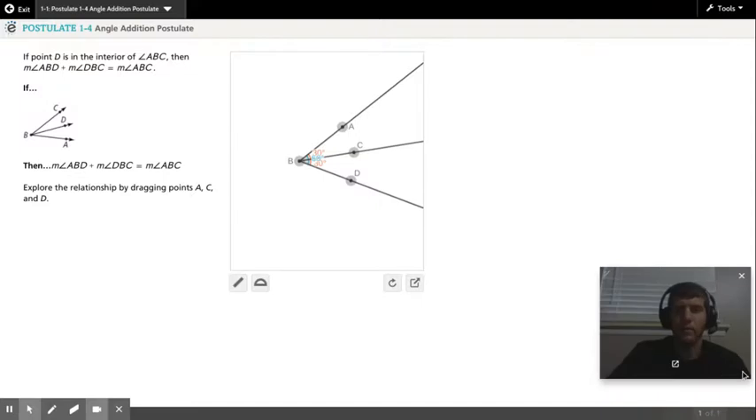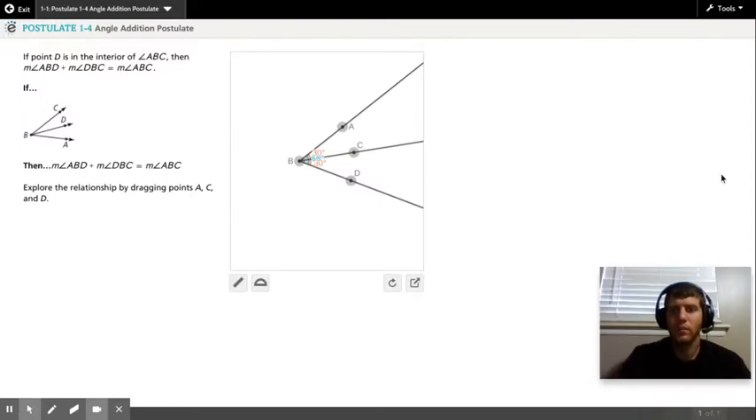Example 5 has to do with the angle addition postulate. The angle addition postulate is very similar to the segment addition postulate, except instead of adding two segments together to get the whole thing, we're going to add two angles together. So if we look at the formal definition of the postulate itself: if point D is in the interior, and interior means inside, so inside of angle ABC, so here's angle ABC.